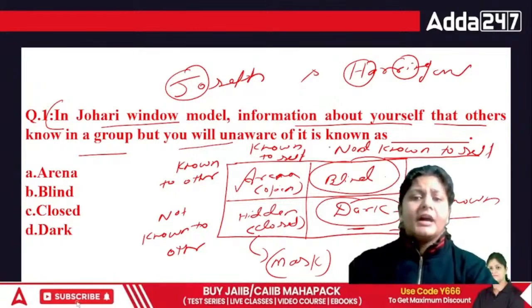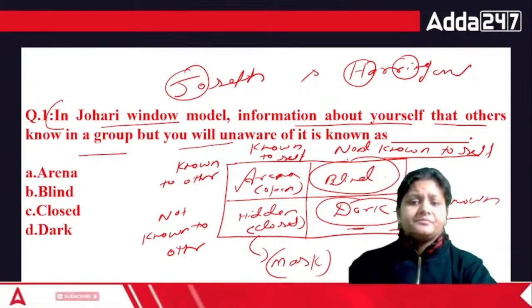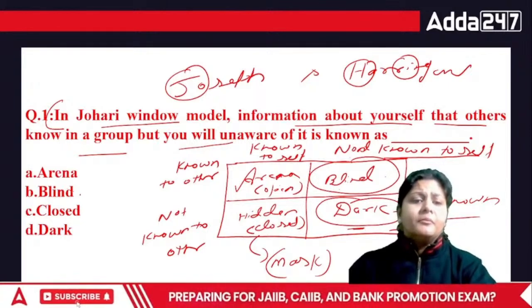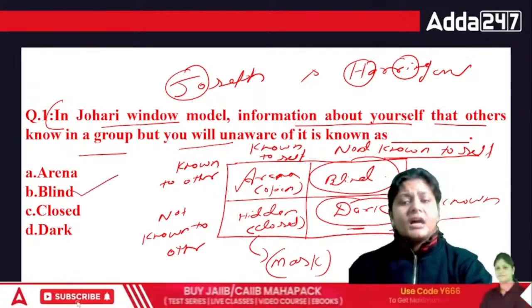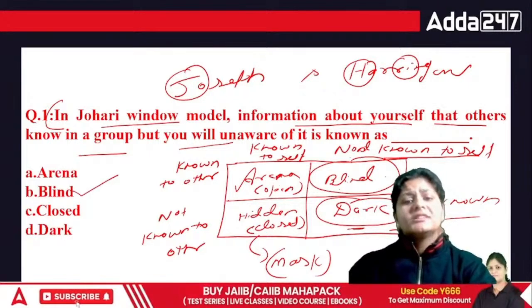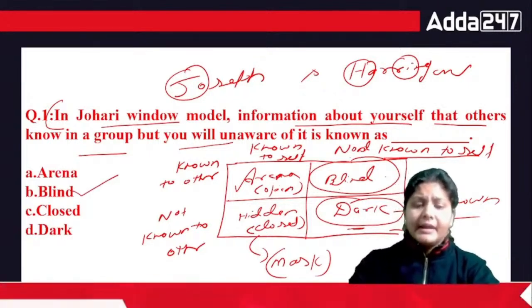Okay, you will be unaware about it. So that means that is the area of light. That means others know about yourself but you yourself don't know about that. So that is a blind area.